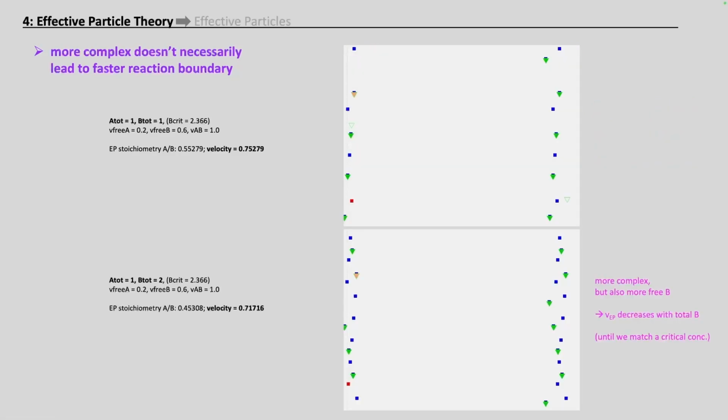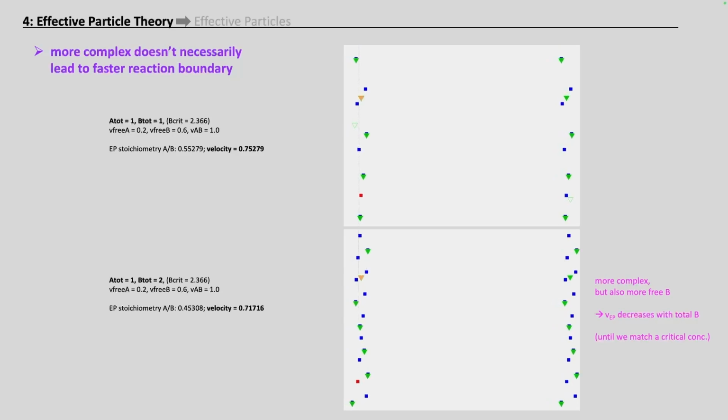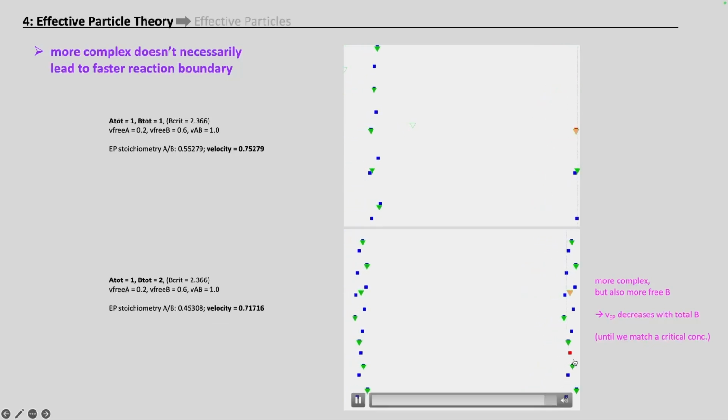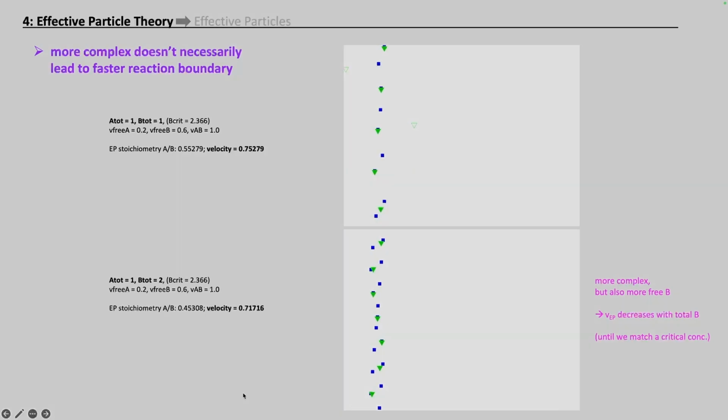Now compare that with a case where we have twice as many squares, and everything else is the same. Now that's down here with twice as many squares. We can let them start at the same time and see who wins the race. You can already see that the higher concentration loses. Yes, we do have much more complex, but also more free squares in this reaction boundary. And those will keep the average velocity of the reaction boundary lower, and that's why it arrives later.